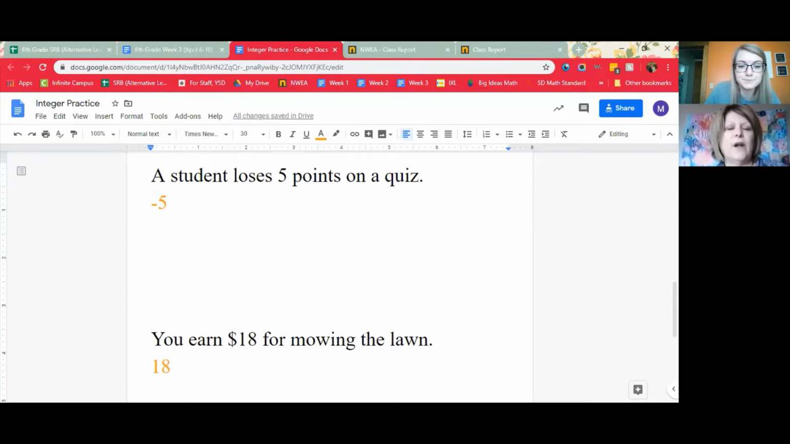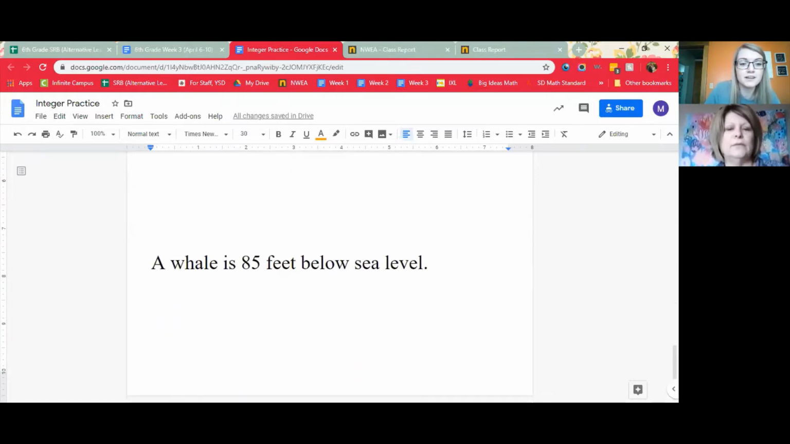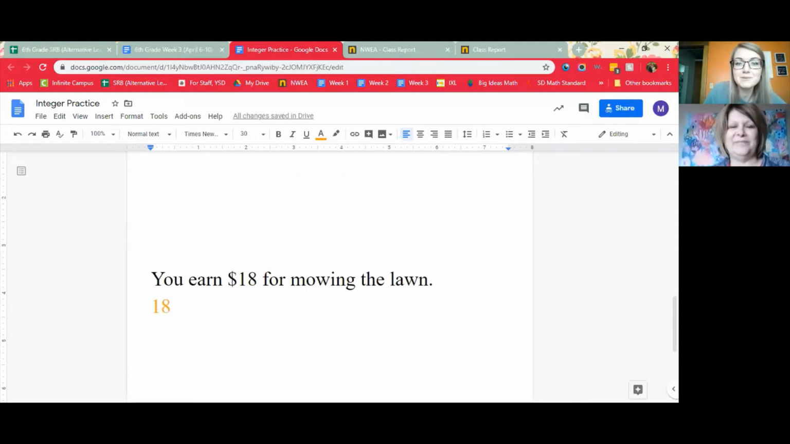Good question. Okay, I have another one. A whale is 85 feet below sea level. You should know this one. Below sea level is what? Negative. So, negative 85 feet below sea level. Okay? Kind of makes sense.